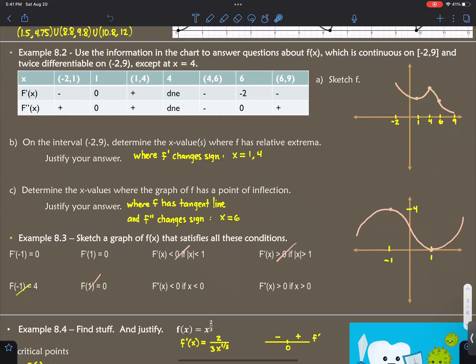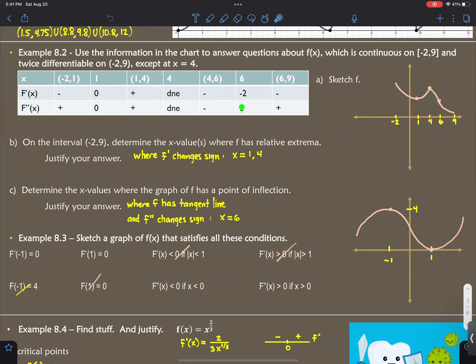Then from 1 to 4, we've got positive for both, which means we're still concave up and we're also increasing now. We're drawing that in. Something's happening at 4: the derivatives do not exist, so your graph probably has some kind of corner or cusp. I put the cusp, this shark fin looking phenomenon here. On the right side of that, we've got negative, negative. So my graph had to be drawn as decreasing, but now concave down.